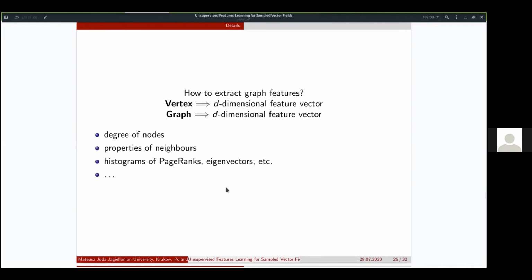And there are many attempts to do that. So right now we are in the space of graphs, and there are many methods to extract some features of the graphs. You can just take degree of nodes, properties of the neighborhoods, some histograms of page ranks, eigenvectors, and so on. None of the methods works for us, so we took something smarter.